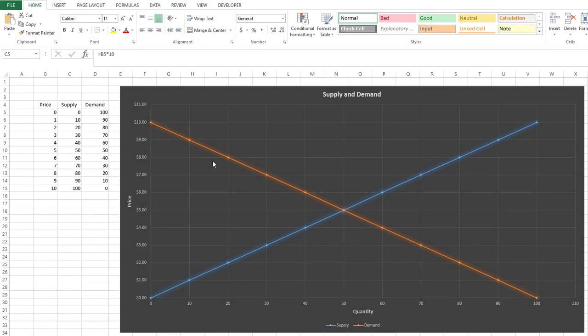Hey, so today I'm going to talk about supply and demand and the difference between the quantity supplied and demanded and the actual supply and demand curves. When you hear your teacher say supply and demand, they're probably talking about this whole curve right here.